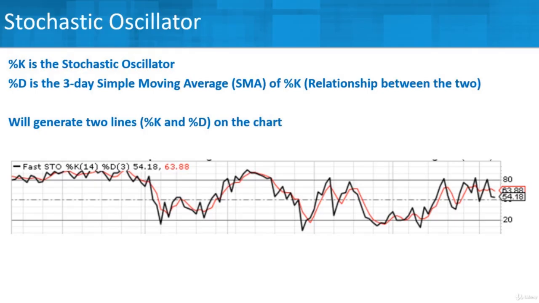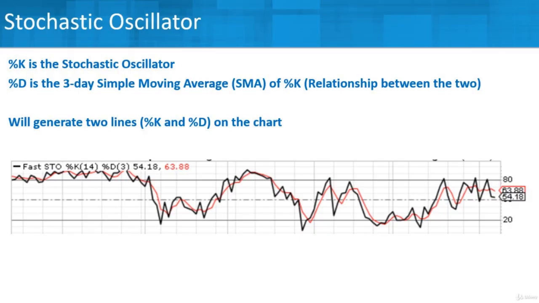So if we look at it graphically here, you're going to have your percentage K, the stochastic oscillator, and then your percentage D, which is that 3-day simple moving average of that percentage K. So it's a relationship between the two, and it's going to generate two lines on your chart. You can see here where it says STO, stochastic oscillator. The percentage K is 14 days. That's the default. The percentage D is 3, because that's the 3-day simple moving average. So that's the default too. It generates two lines, and you can see the two lines here right on the chart.